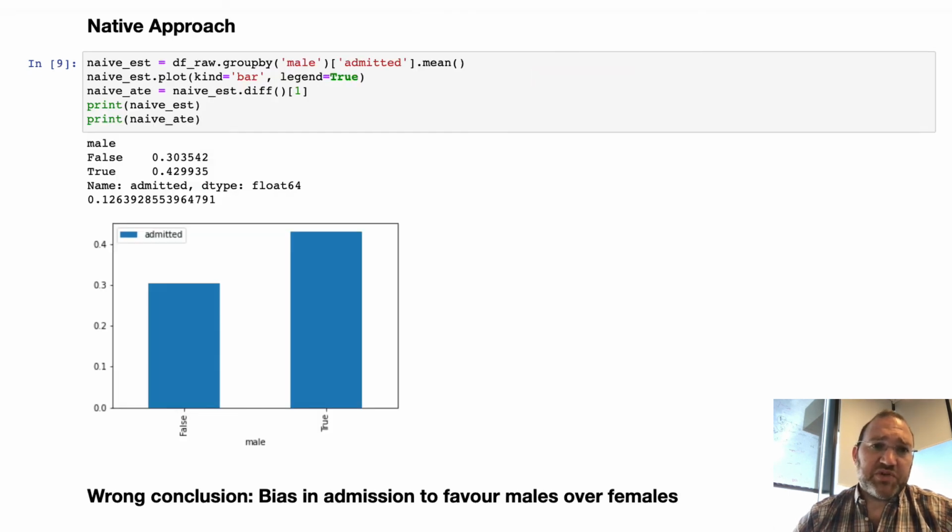Let's start with a naive approach. What will happen if we just compute the difference in expectation of admission, or the admission rate per gender, and just compute the difference between those? This could be done in pandas just by grouping by the gender and then taking the mean over the admissions. And we can plot that very easily in pandas using the plot command with kind bar. And we can see that the admission rate is higher for males versus females. If we compute these expectations, we can see the difference is 12%, which is very large. So the conclusion, which I will show you is wrong, is that there is a bias in the admission to favor males over females.